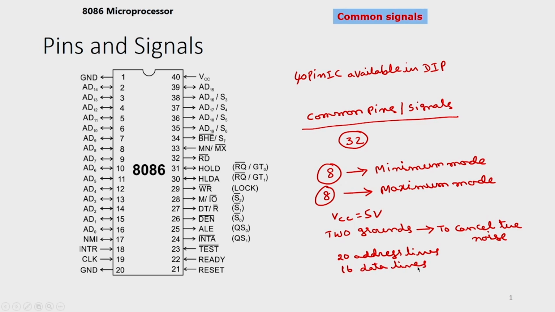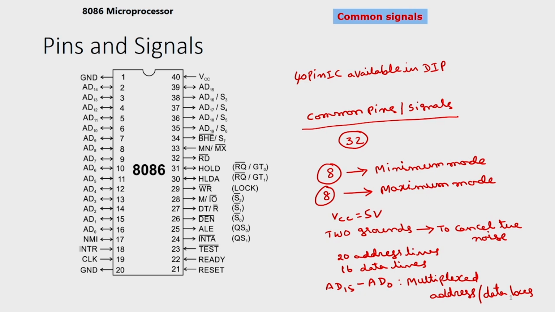The lower order 16 address lines are multiplexed with 16 data lines, and that will be available as AD15 to AD0. This is called the multiplexed address data bus. The reason for multiplexing these signals is that we can reduce the number of pins. As the number of pins reduces, the area reduces, power reduces. So, even if you multiplex this address and data bus, the function of the microprocessor will not be affected.